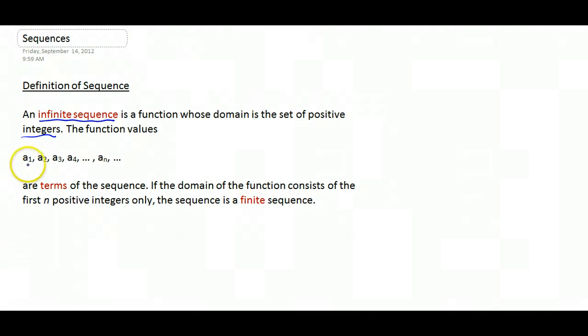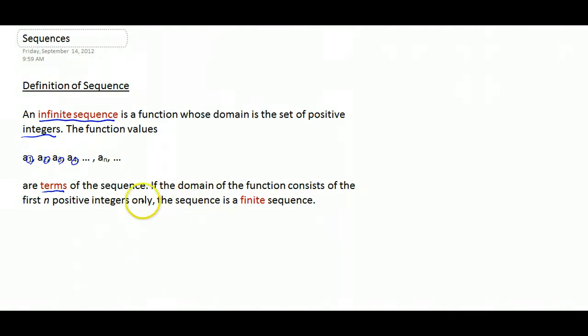And the function values, we say that's a sub 1, a sub 2, a sub 3, a sub 4, all the way out to a sub n and beyond. These are called terms of the sequence. So this is your domain. These little numbers right here, 1, 2, 3, 4, all the way out to infinity.